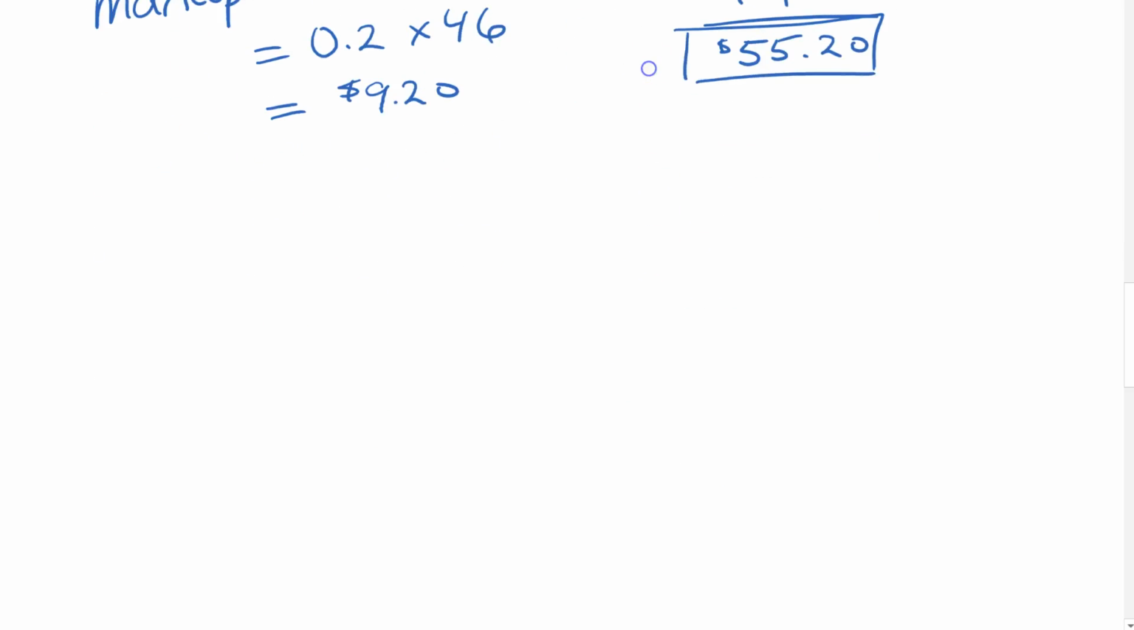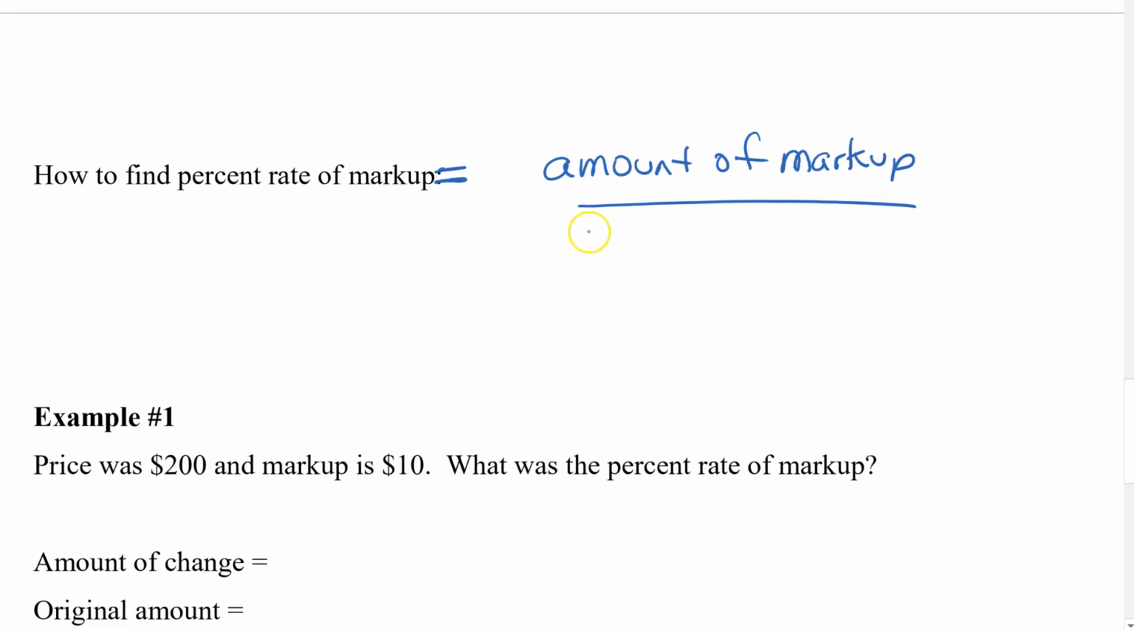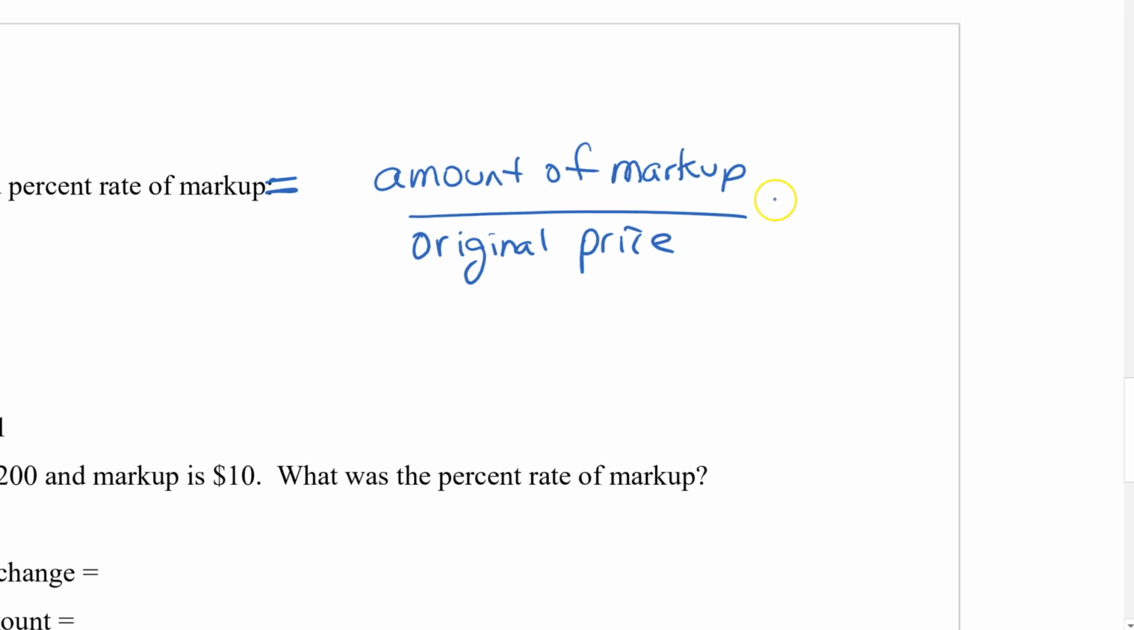All right. Moving on to the next page. What if we were supposed to find the percent rate of markup? Okay, so generally the percent rate of markup is going to be equal to the amount of markup divided by the original price. Now the one thing is that this is going to be a decimal, and so we will want to convert it to a percentage by multiplying by 100%.